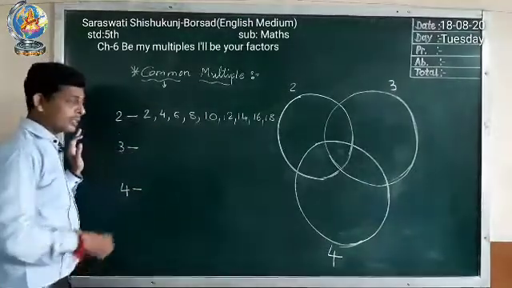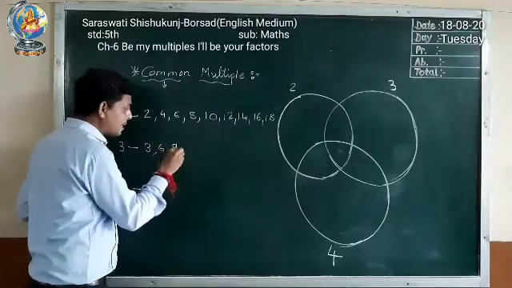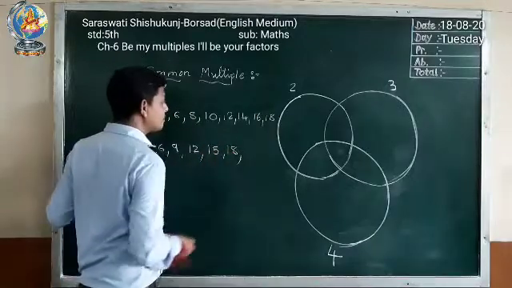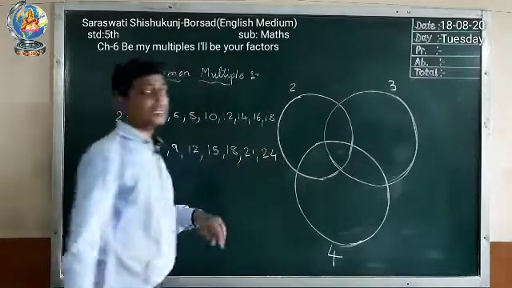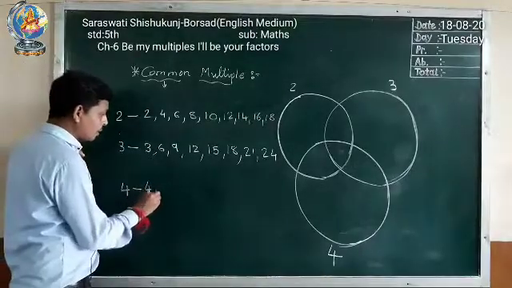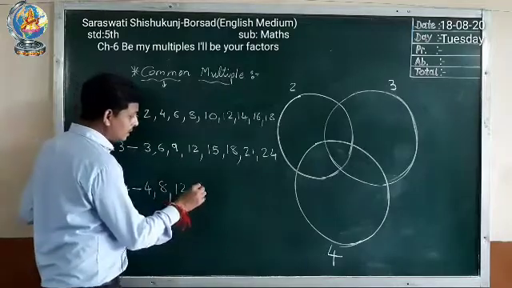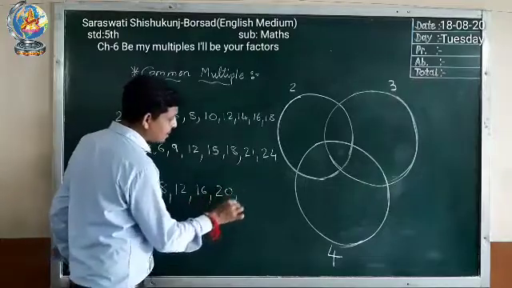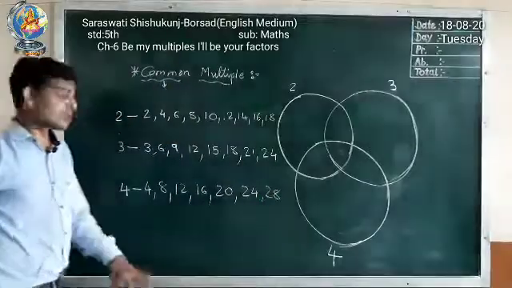Now we will write for 3: 3, 6, 9, 12, 15, 18, 21, 24. These are the multiples of 3. Now multiples of 4: 4, 8, 12, 16, 20, 24, 28. These are the multiples of 4.